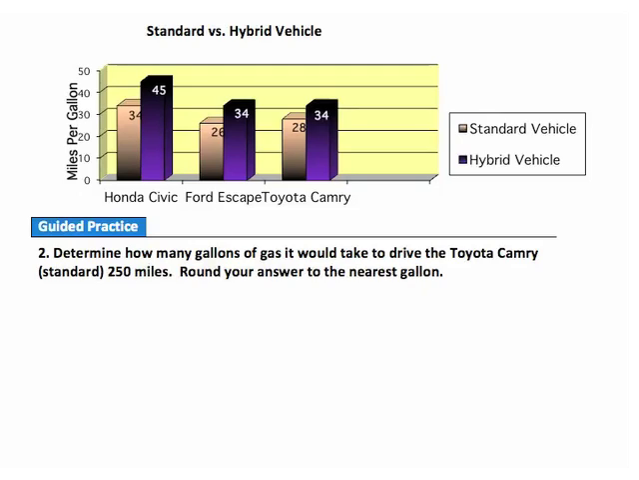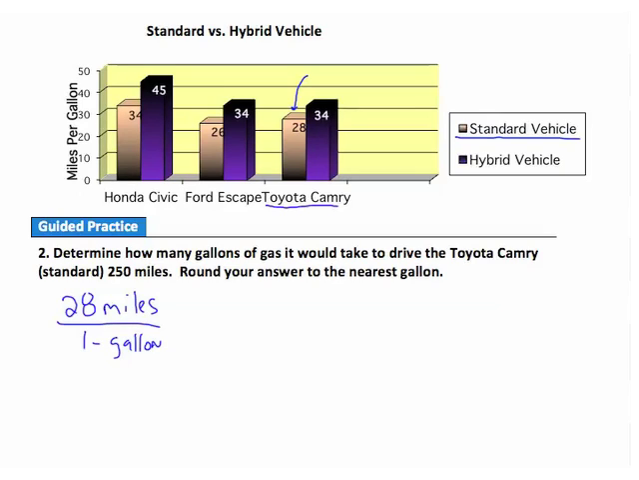Question 2. Determine how many gallons of gas it would take to drive the Toyota Camry Standard 250 miles. Round your answer to the nearest gallon. Well, let's take a look at our bar graph here. We got the Toyota Camry right here, and the Standard is the vehicle here that's kind of the brown bar. So our brown bar there is 28, so it looks like 28 miles for 1 gallon of gas.